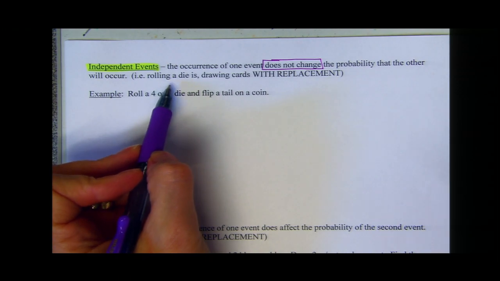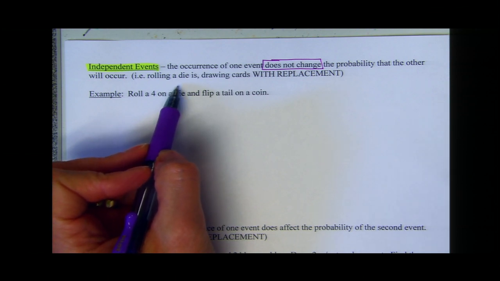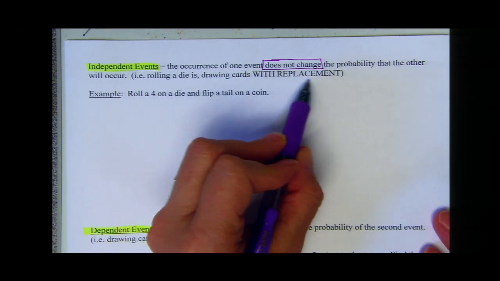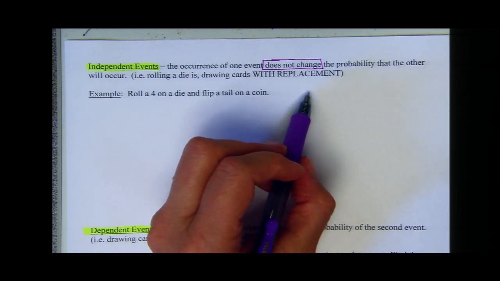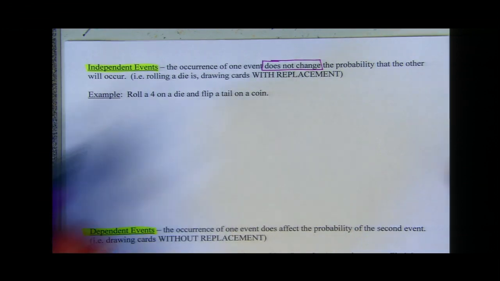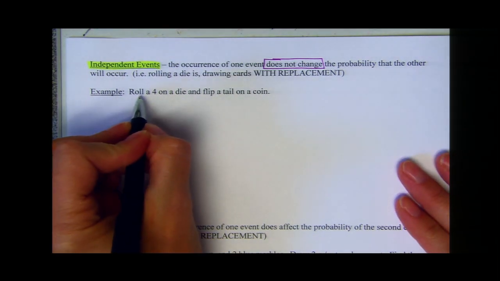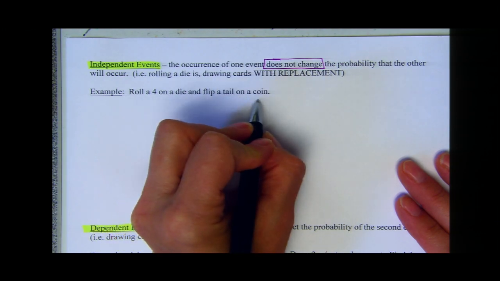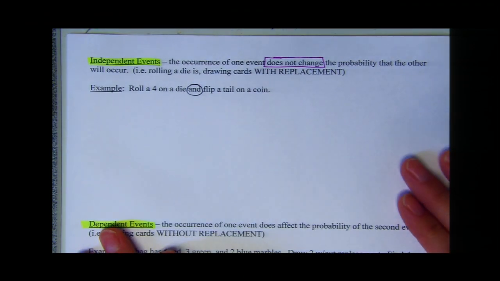Rolling the die. When we rolled the die 3 times, the die still has 6 sides to it, so nothing changed when I picked it up the second time and the third time. Drawing cards with replacement. As long as you replace that card, then the events that occur after are not going to be altered because all 52 cards are going to be there still. Another example, this reads, what is the probability that you roll a 4 on a die and flip a tail on a coin? So again, this "and" tells me that I'm going to use the multiplication rule.